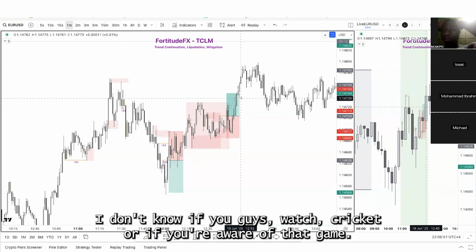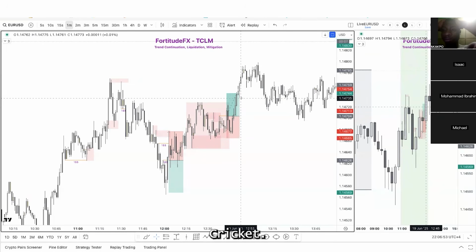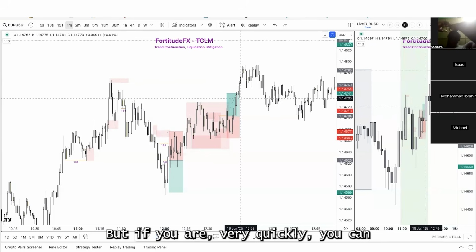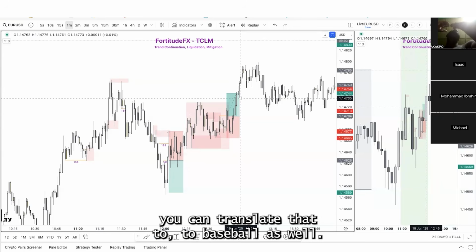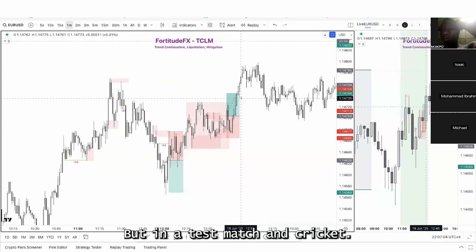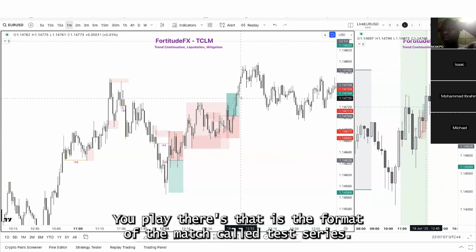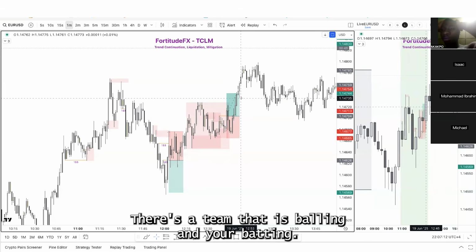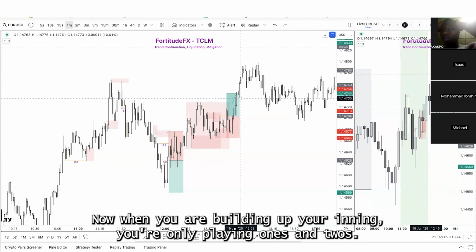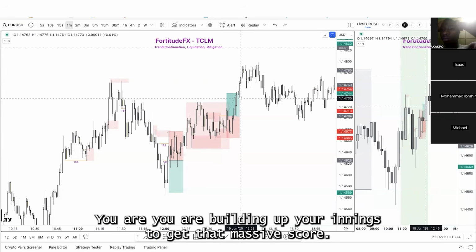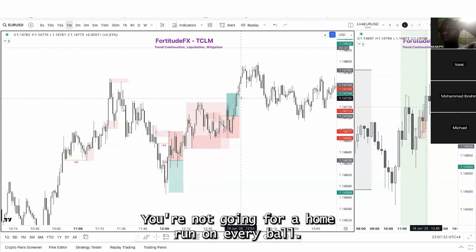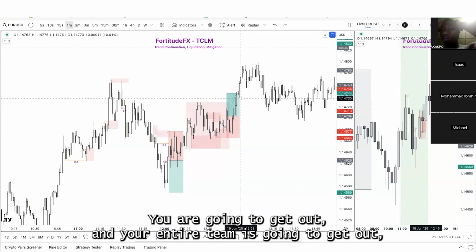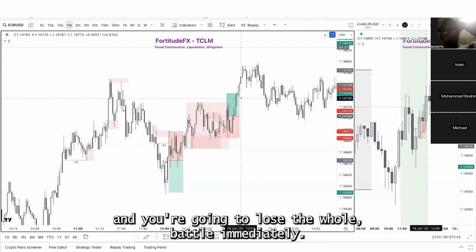I don't know if you guys watch cricket, or if you're aware of that game, but if you are, very quickly you can translate that to baseball as well. In a Test match in cricket, right? There is a format of the match called Test Series, and you play that over 5 days. There's a team that is bowling and you're batting. Now, when you are building up your innings, you're only playing ones and twos. You're building up your innings to get that massive score. You're not going for a home run on every ball. You are going to get out. Your entire team is going to get out, and you're going to lose the whole battle immediately.